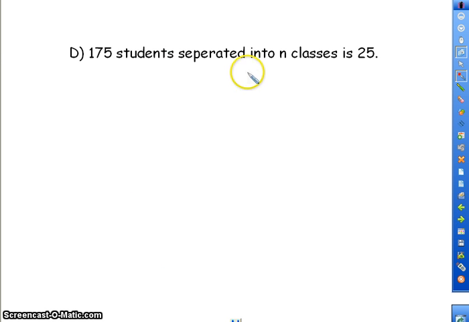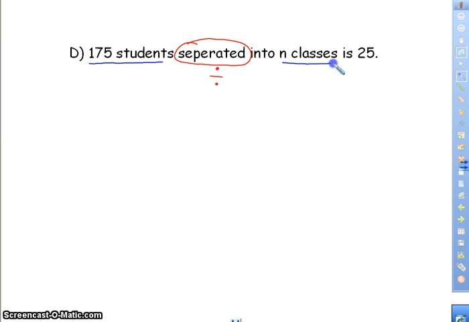175 students separated into n classes is 25. So my operation here is separated. If you look back, separated means I'm going to break it up into groups, which means I'm going to be using division. And what am I separating? I'm separating 175 students into n classes.